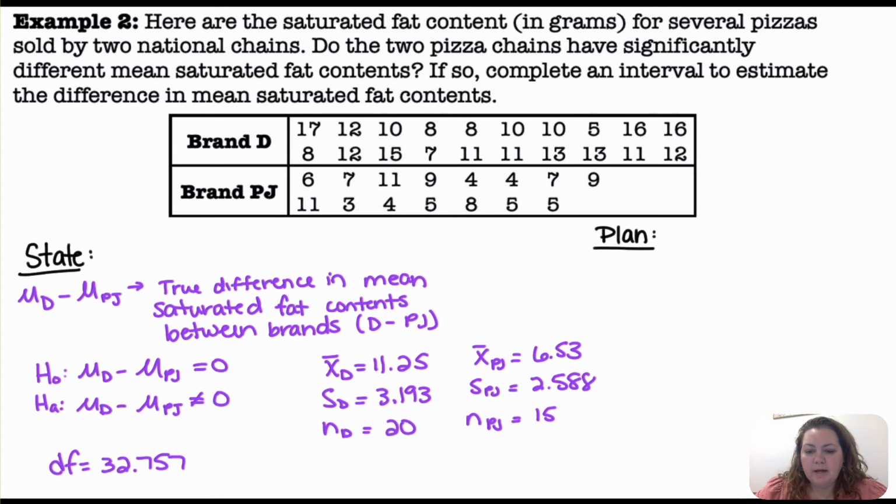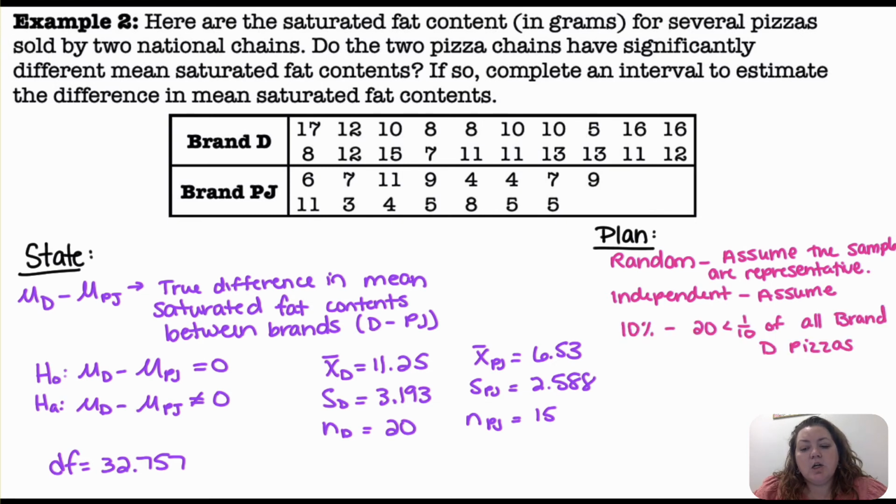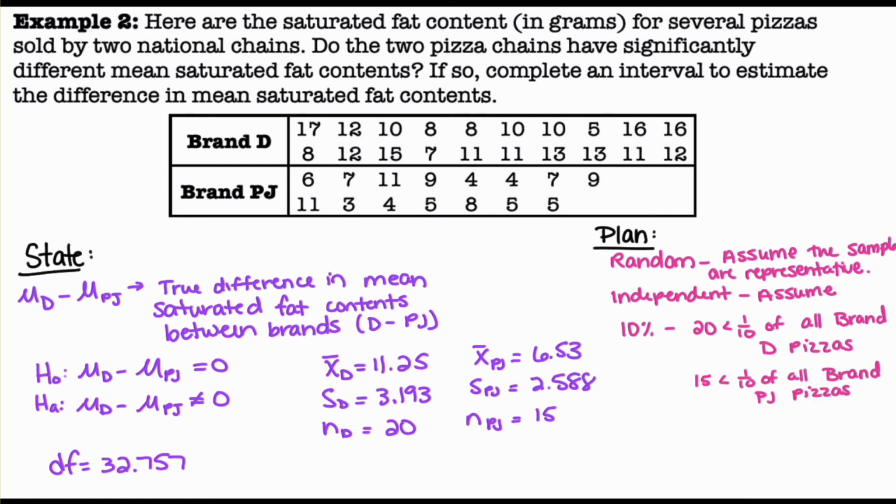All right, plan, I'm going to check my conditions. Random, we're going to assume the samples are representative of the population. They didn't tell us anything. Independent, we're going to assume that they're independent of each other since they're different chains. 10% condition, 20 is less than 1/10 of all brand D pizzas. 15 is less than 1/10 of all brand PJ pizzas.